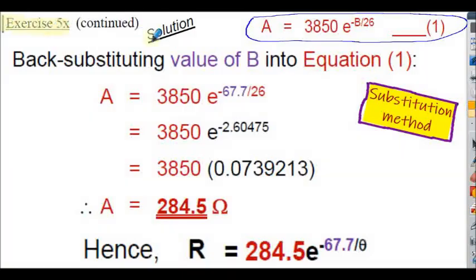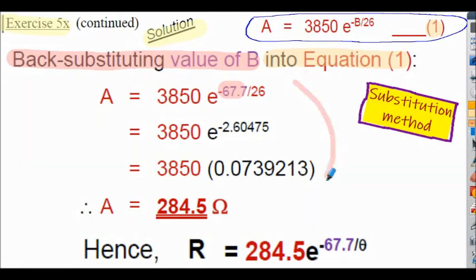Exercise 5x, solution continued. Just repeated equation 1 for reference. So now we back substitute the value of b into equation 1. So here's the value of b. The rest is purely evaluation, so I'll let you review at your own pace. So A evaluates to be 284.5 ohms. So now we can state the final equation that R equals 284.5 e to the power of negative 67.7 divided by theta. So that's applied the substitution method for solving simultaneous equations to a problem involving the exponential function.